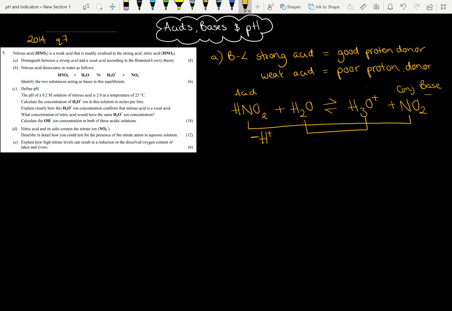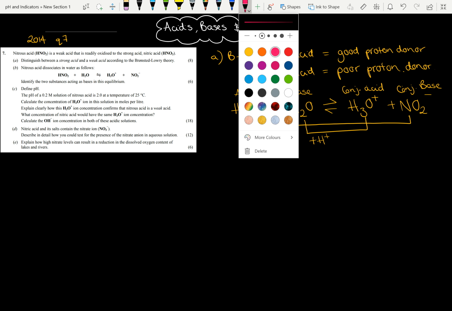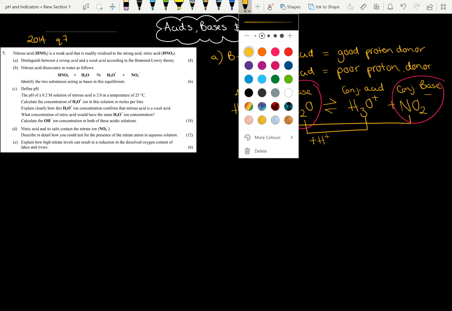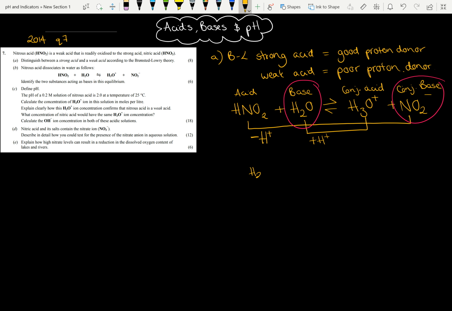The water, we can see, gains that proton to become this H3O plus, which is our hydronium ion. That means that the water in this equation is behaving like a base. And when a base behaves like a base and accepts a proton, it forms a conjugate acid. So the question asks us to identify the two substances that are behaving like bases. Well, they are the water and the NO2 minus. So our answer there is H2O and the NO2 minus. Okay, so that was part B. Now let's have a look at part C.